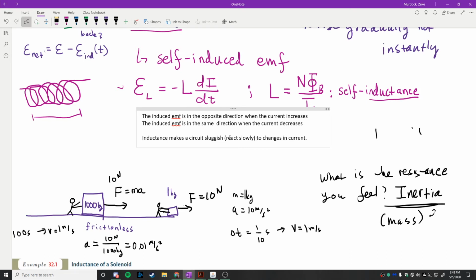Sluggish, right? Like a slug. Slugs inch along, they're very slow, you know. They take their time, they're stubborn. Just like massive objects. They're stubborn. They don't want to move. And once they are moving, it's hard to get them to stop moving. Alright, does that make sense to you guys?